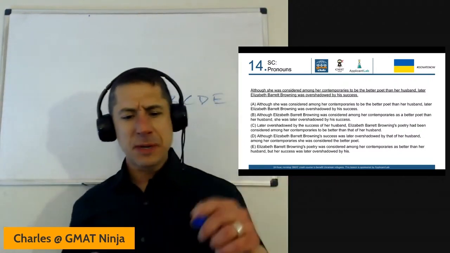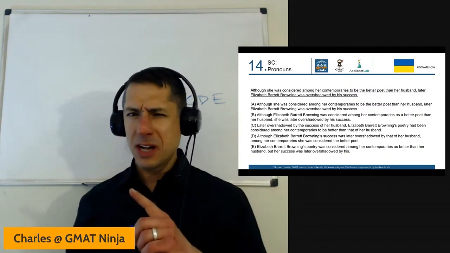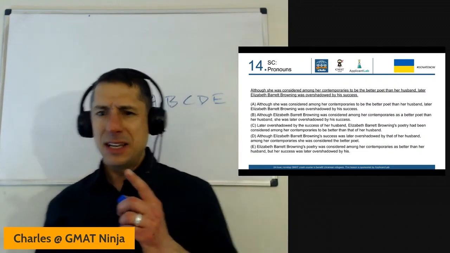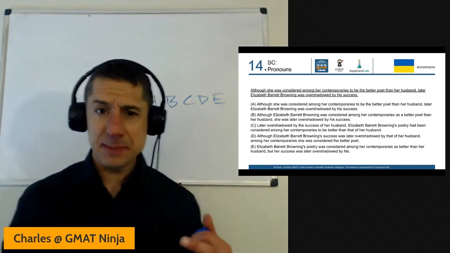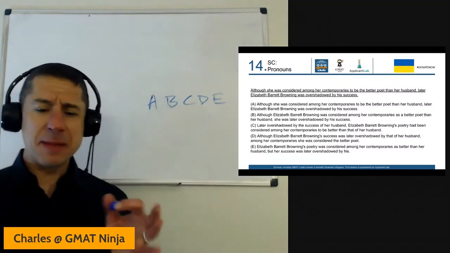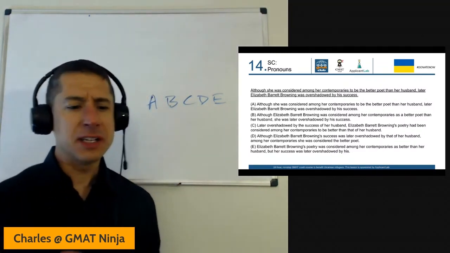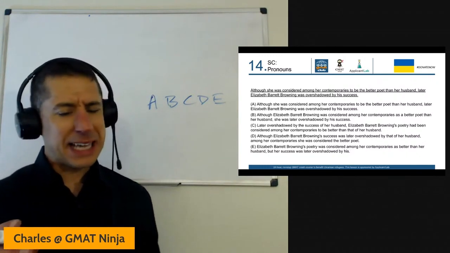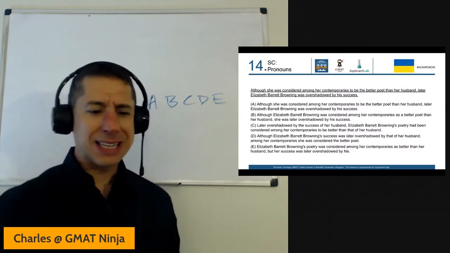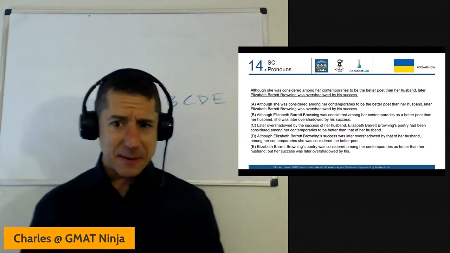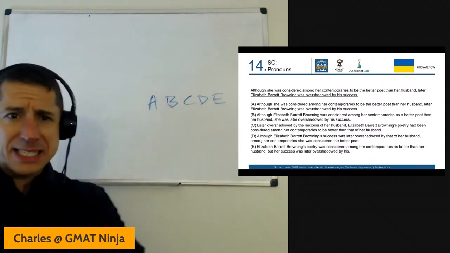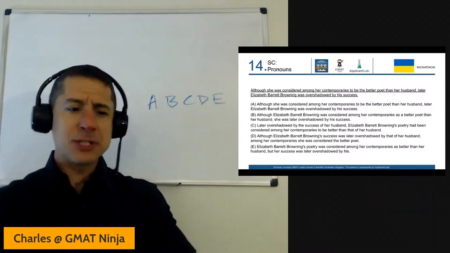Although she was considered among her contemporaries to be the better poet than her husband. It'd be fine to say the best poet, or a better poet than her husband, but that article's awfully weird there. The better poet than her husband gets the comparison wrong. I don't like the placement of later. I'm not saying it's a smoking gun, but it's not great. Later, Browning was overshadowed by his success. Here's the big thing. I'm not sure I would necessarily overreact to this, but I know we have better options.